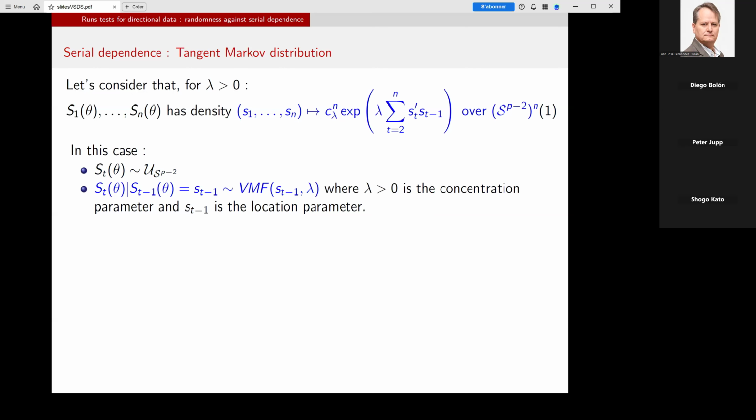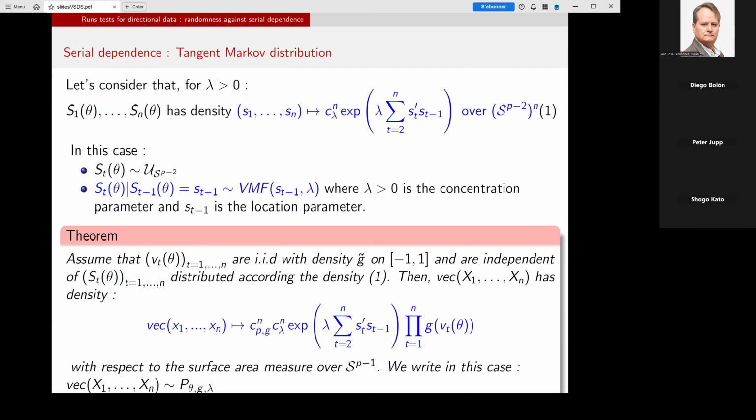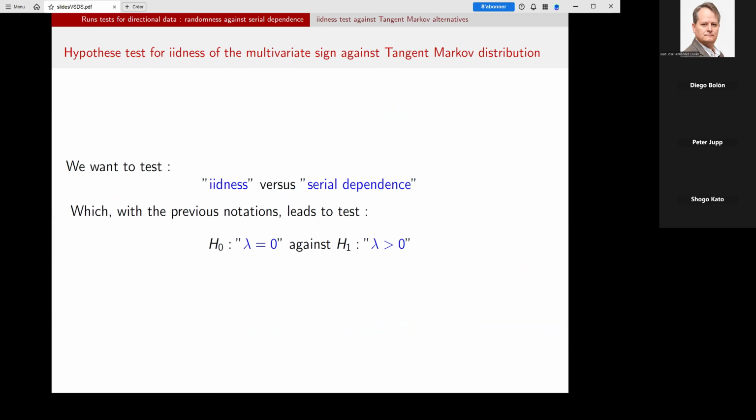But in this case, we have the density of the directional sign, and considering the rotational symmetry case, we can also have the density of everything with Vt and St. And we can show that the density of this is given by this formula. So why is it interesting? It means that if we are interested in testing the randomness of the directional sign, so uniformity against tangent Markov distribution, we will infer on the lambda parameter. Because if lambda equals 0, the von Mises distribution for the conditional will be uniform. So the test of randomness of the St, uniform on the sphere of dimension p minus 2, can be resumed as this: lambda equals 0 against lambda strictly positive.